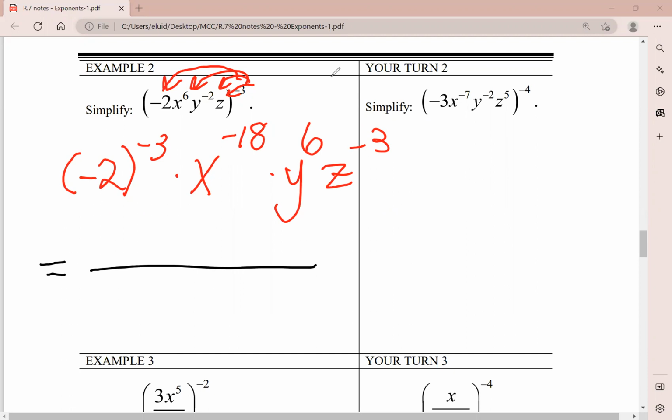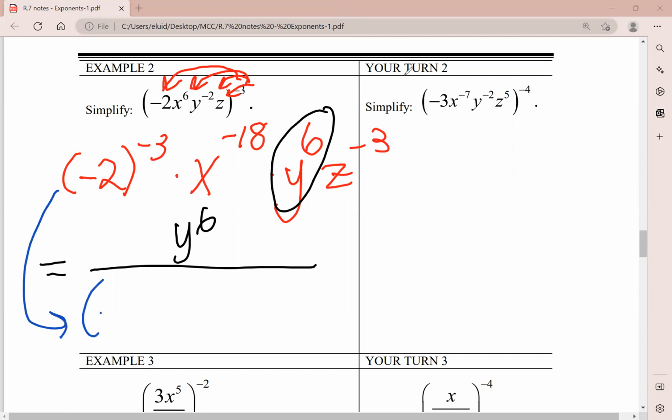Anything that had a negative exponent is now going to move to the denominator. So really the only thing that stays in the numerator will be that y to the 6, because that y to the 6 is a positive exponent. Everything else is getting rewritten in the denominator. So -2 to the -3 now is going to be rewritten as -2 to the +3 in the denominator. This is our sort of flipping and then changing the negative exponent to positive.